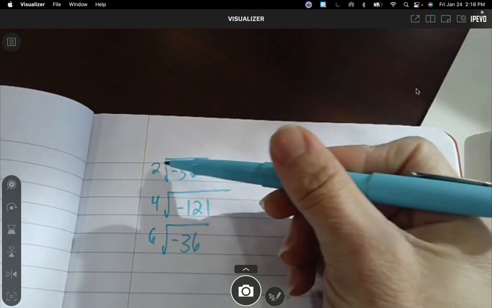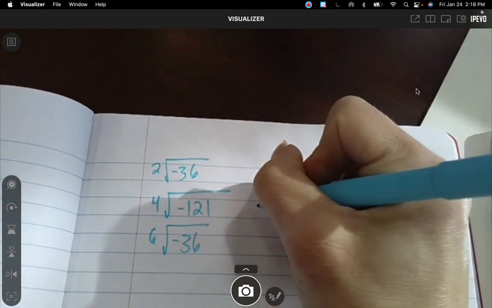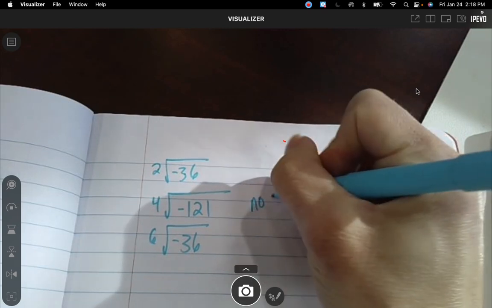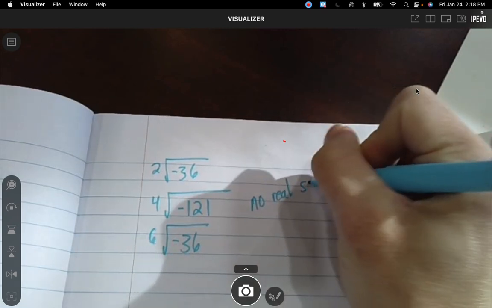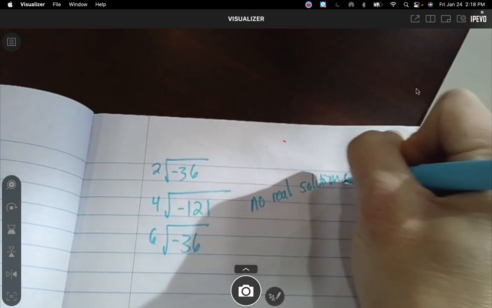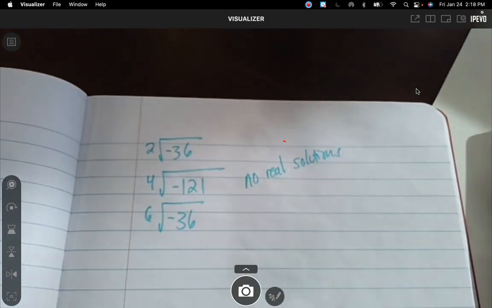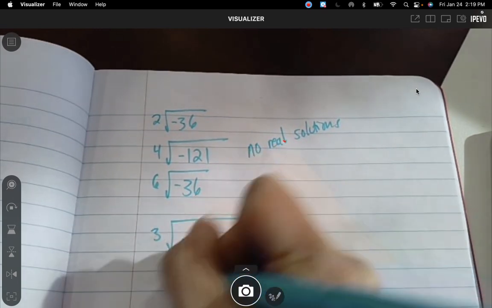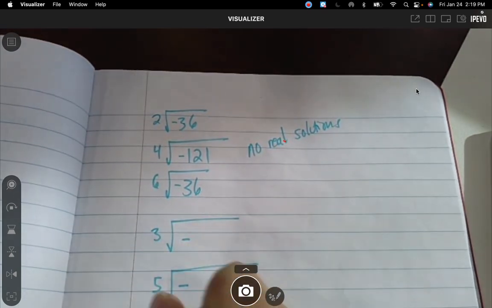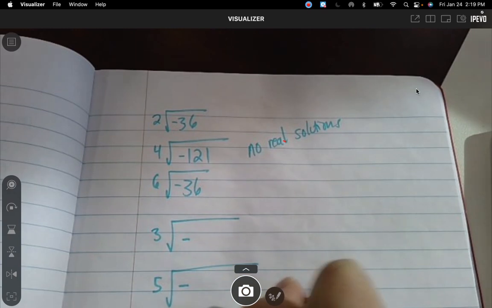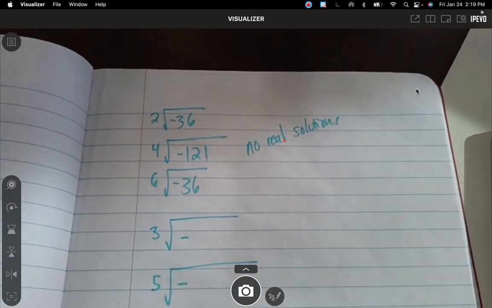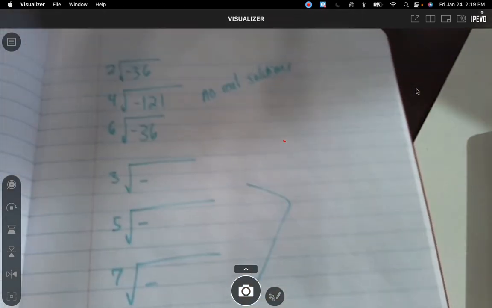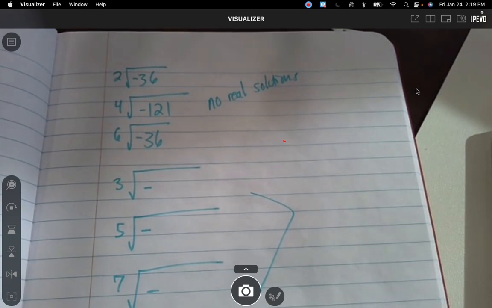You cannot take an even root of a negative number. These are no real solutions, okay? These are all imaginary numbers, so you can't get an answer. What you can get an answer for is odd roots of negative numbers. Those do have solutions, okay? You can find those answers, all right? Because a negative times a negative times a negative can be a negative, okay?